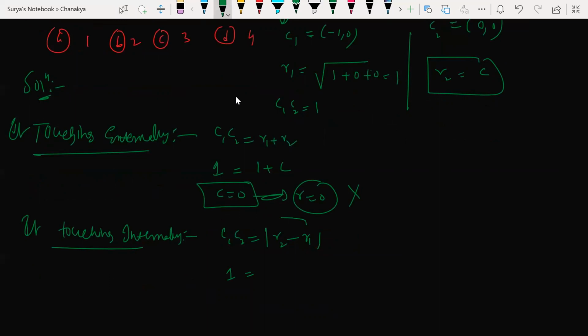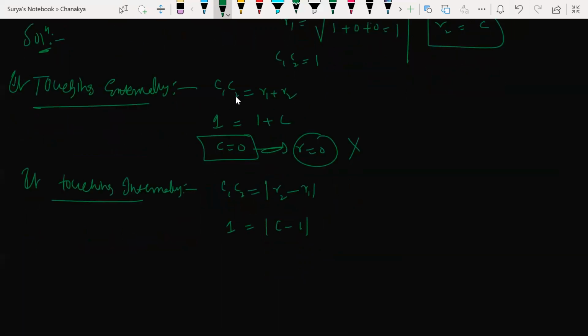So why are you taking R2 - R1? Why can't we take modulus R1 - R2? Guys, I do not know which radius is greater and which is lesser here. So let us take modulus R2 - R1 or modulus R1 - R2. Anything is correct. So let us take R2 - R1. R2 is C, R1 is 1. In fact, 1. So what should I do here? Here again, I'll be having two cases. If I just remove the modulus, what would I get?